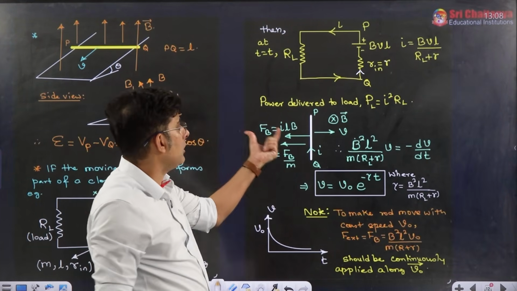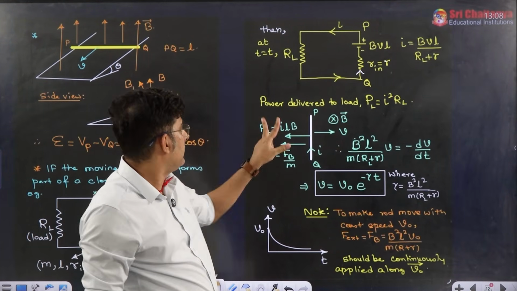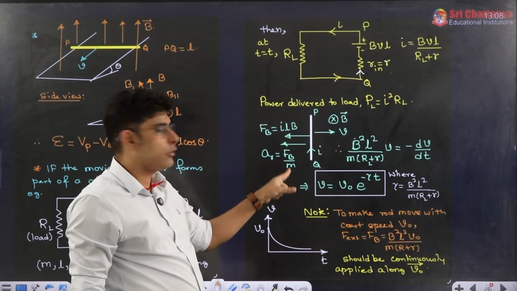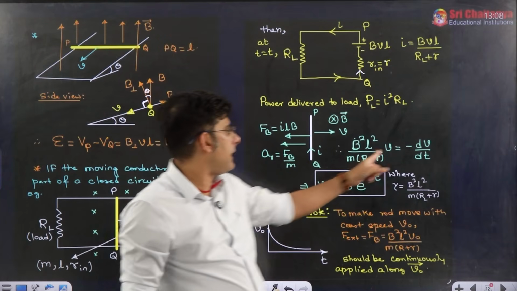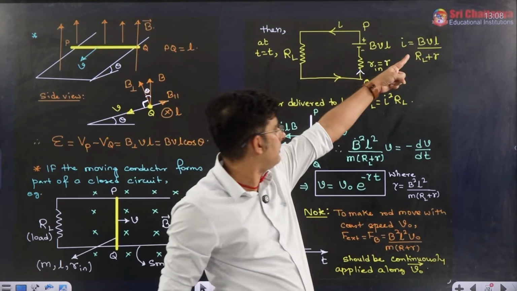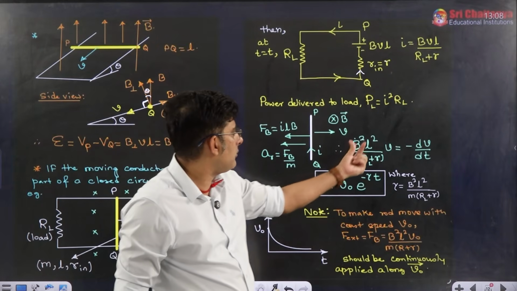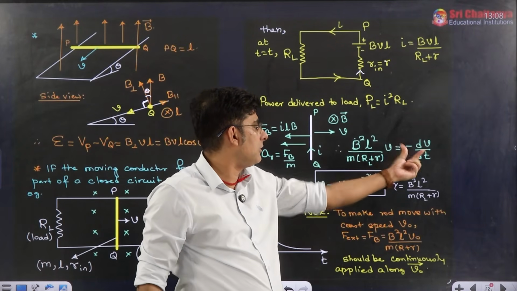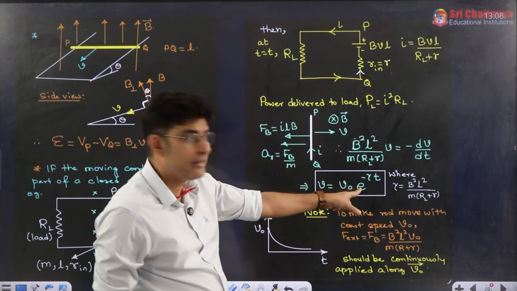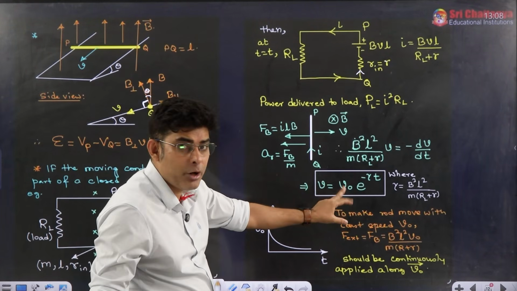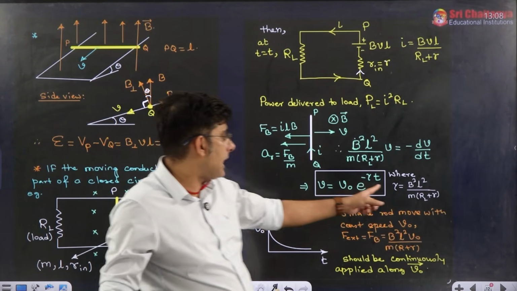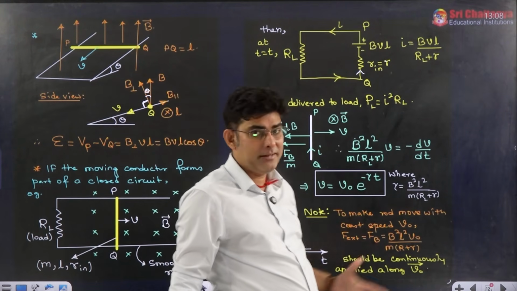So this force will be always opposite to its velocity. Remember, this force is always opposite to velocity. So it will retard it, with retardation equal to force by mass. Now this retardation I can write as minus dV by dt. And if I put the value of F as ILB, where I is substituted, we get B square L square V by M into R plus R equals minus dV by dt. When you integrate both sides by taking dV by V, it will come exponential. So V will come in the form V naught, the initial velocity, into e to the power minus gamma t, where gamma is B square L square by M into R plus R.